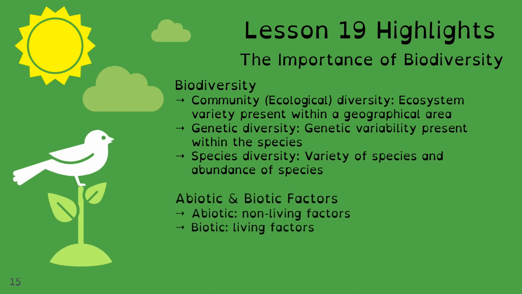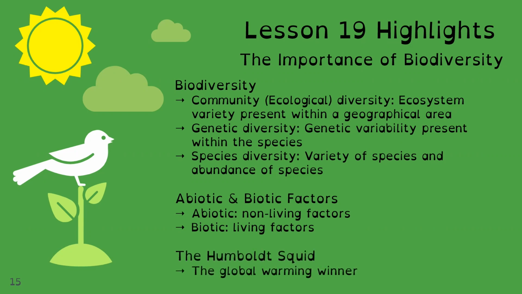Then we talked about abiotic and biotic factors. And so abiotic are the non-living factors that are part of an ecosystem that affect biodiversity. So sunlight, soil, rocks, wind, water, things like that. Whereas biotic are the living factors, the plants and the animals within an ecosystem.